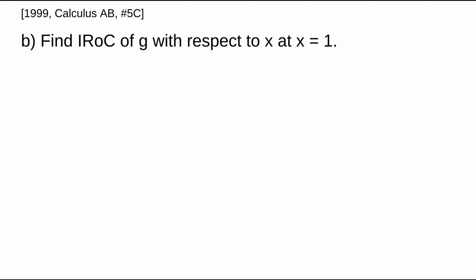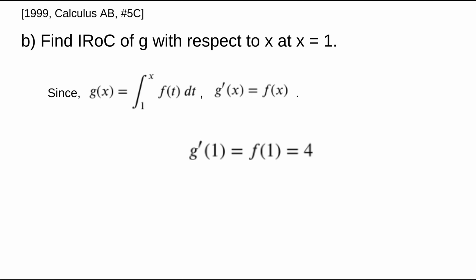In part B, we are asked to find the instantaneous rate of change of g with respect to x at x equals 1. Now, since g of x is this integral from 1 to x of f of t dt, by the fundamental theorem of calculus, the derivative of g is simply f of x. So the instantaneous rate of change of g with respect to x at x equals 1 would simply be f of 1, which you can plug right off the graph. If you check the graph, the value of f of 1 is 4.